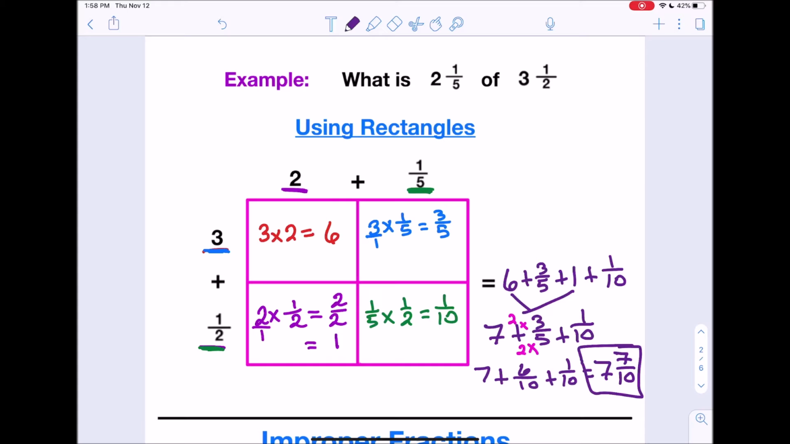So that's using the rectangle method. You split the whole numbers apart from the fractions, and you're then going to multiply each one together individually in your rectangle, and then you take your answers and you add them all together. And remember, here's your answers that we added together to get 7 and 7/10.